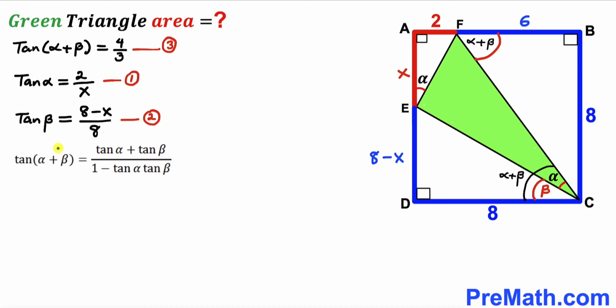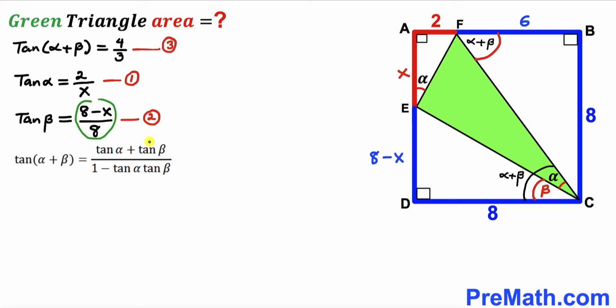Now let's recall this crucial trigonometric identity: tangent of alpha plus beta is always equal to tangent of alpha plus tangent of beta, divided by 1 minus tangent of alpha times tangent of beta. Now we are going to fill in the blanks. Our tangent of alpha plus beta value is 4 divided by 3. Our tangent of alpha value is 2 divided by x. So we are going to substitute those values over here. And finally, our tangent of beta is 8 minus x divided by 8.